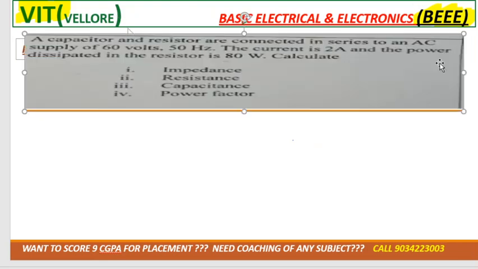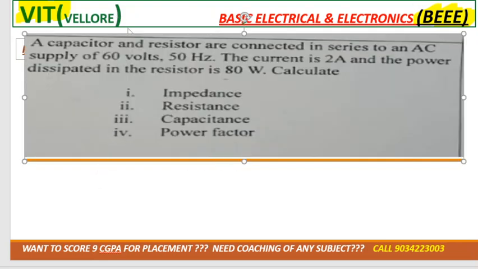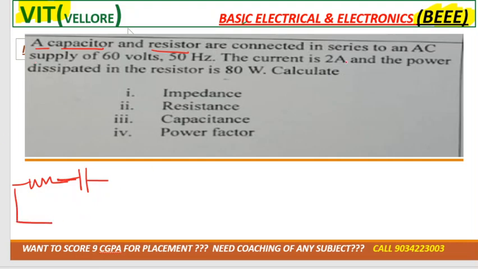Now see what they have said, we have to draw the diagram. They said a capacitor and a resistor, so it's better to draw the resistor first, because we always write it like this: RC, RL, RLC. Draw the resistor. They said it is connected in series to an AC supply. Don't draw a DC supply. This is DC supply, this is AC supply.